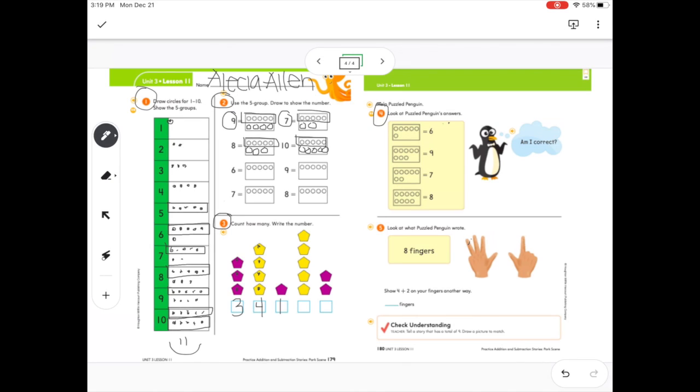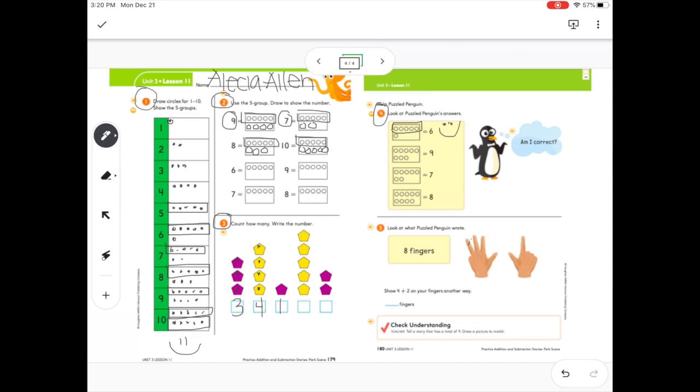Well, Puzzled Penguin, we are here to help you. Let's go ahead and start counting. In this first one, remember, I know that this top part is 5. I'm not going to waste my time counting those 5 circles. I already know there's 5. I'm going to count on 5, 6. Looks like this one's right. I'm going to draw a smiley face right next to it to show Puzzled Penguin that he got that one.